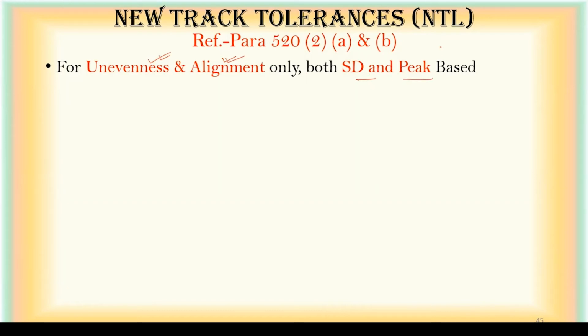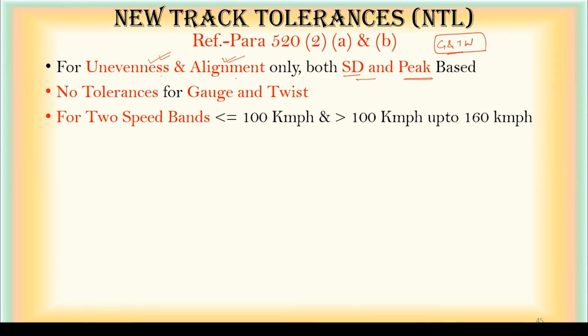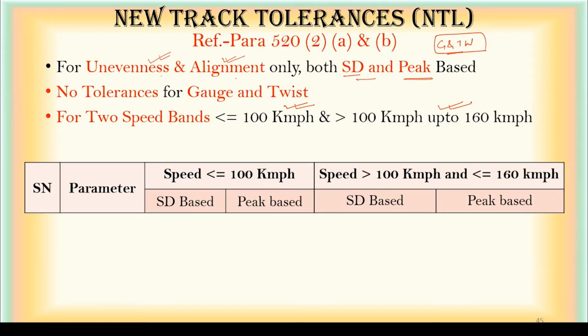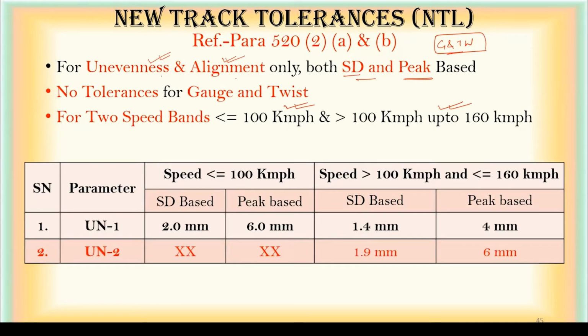ठीक है ना? इसमें गेज और ट्विस्ट का लोडेड कंडीशन में नहीं दिया गया. Loaded condition में only unevenness and alignment has to be examined, and the data or the tolerance is both SD based and peak based for new track limit. These are in 2 speed bands. First is less than 100 kmph and another is 100 to 160 kmph. These are the values we can see.